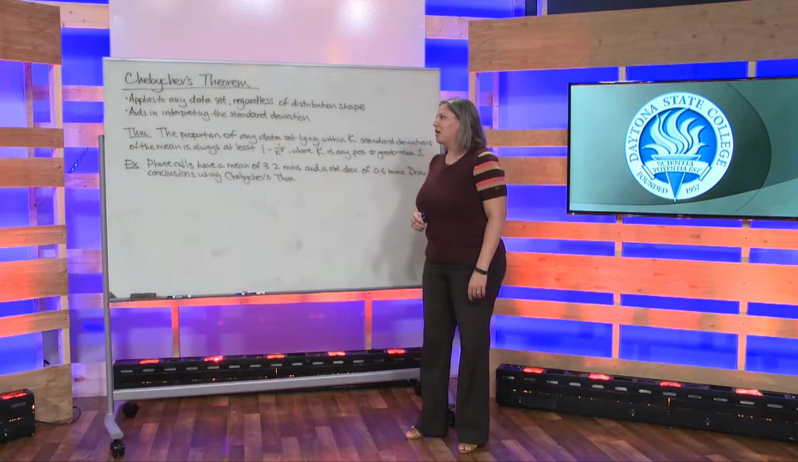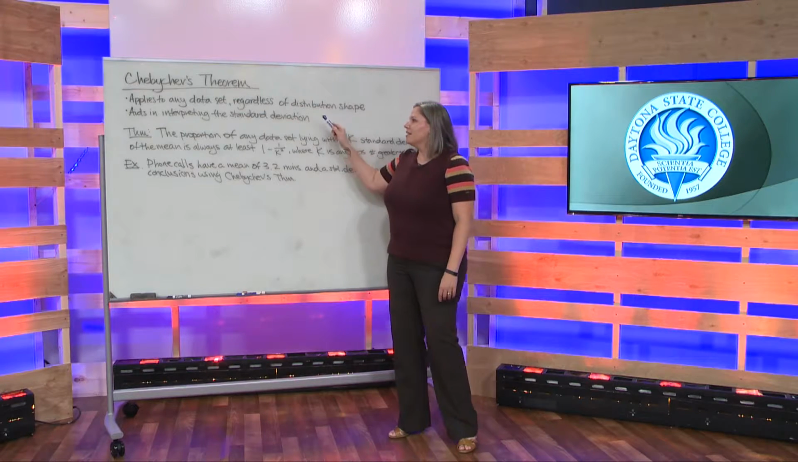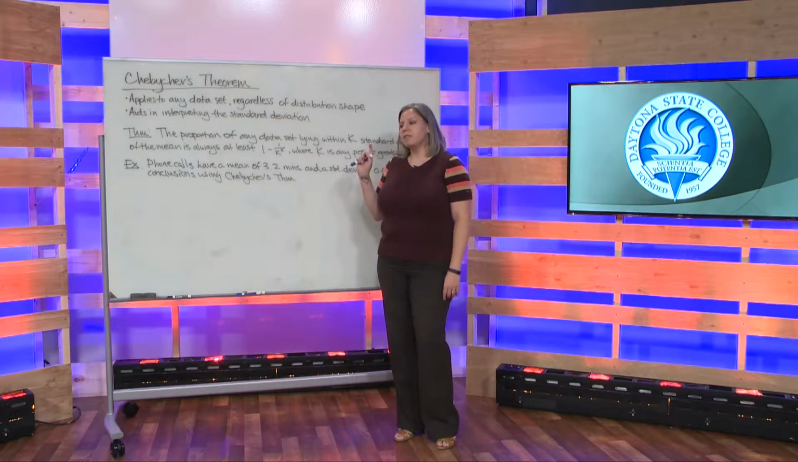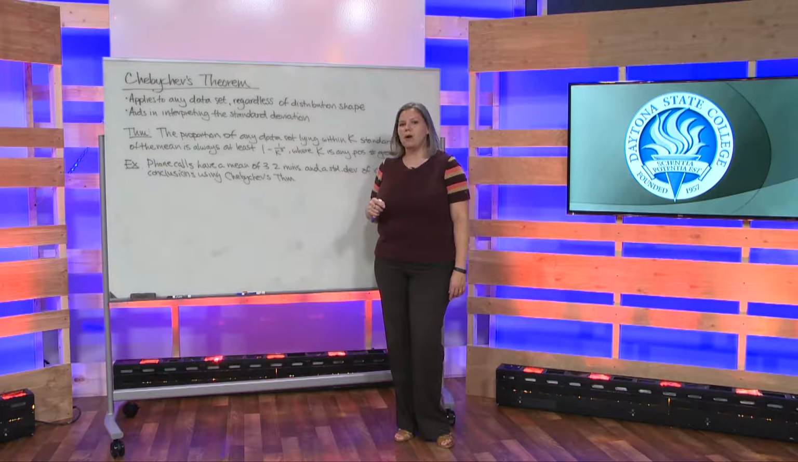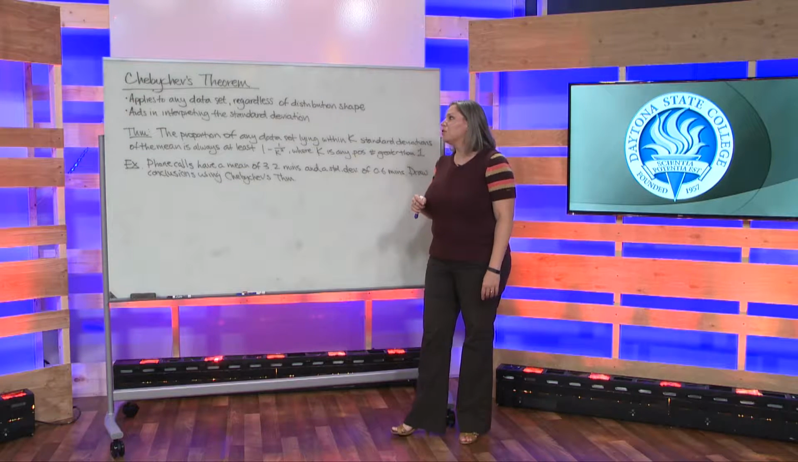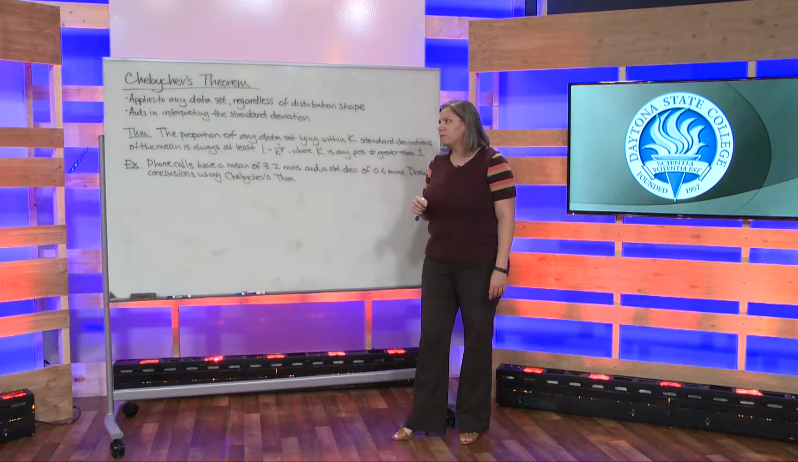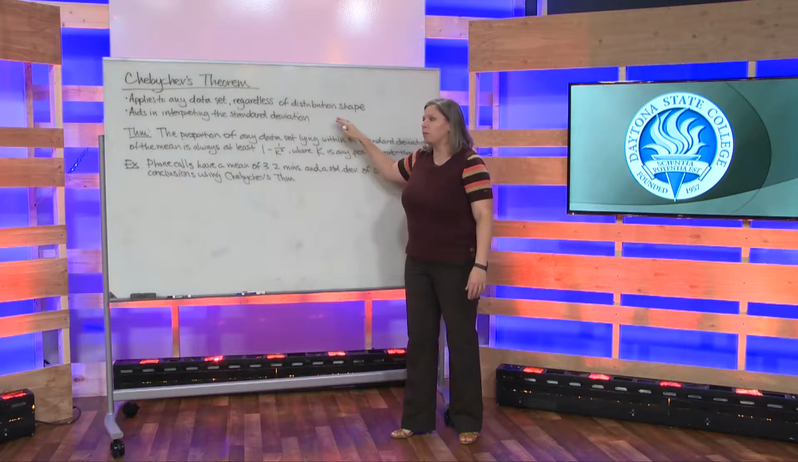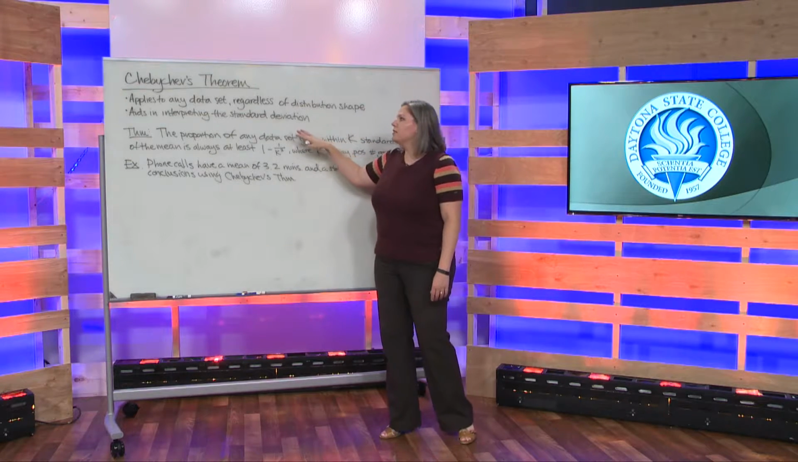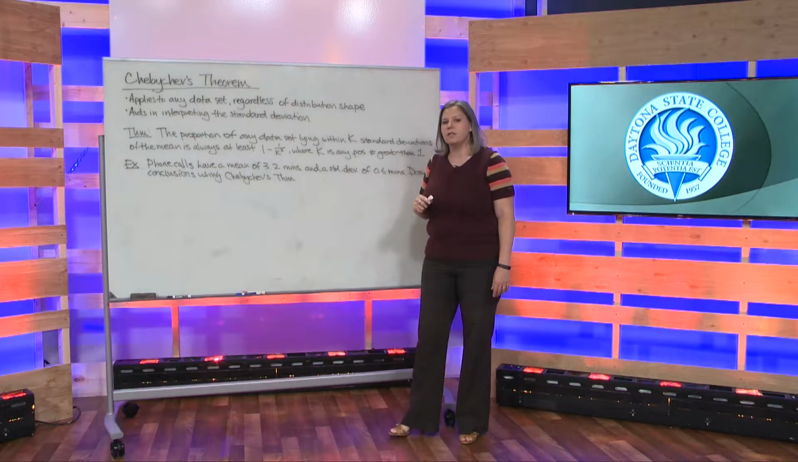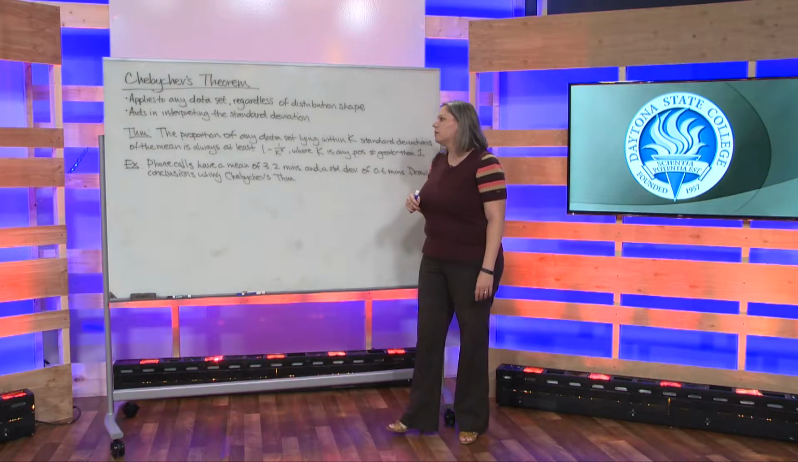Today I'm going to talk about Chebychev's theorem. This applies to any data set regardless of the distribution shape. This is important because there's a rule called the empirical rule, which applies only to distribution shapes that are bell-shaped. So this actually applies to any particular shape, including bell-shaped. What does this theorem do? It actually aids in interpreting your standard deviation of your data set.